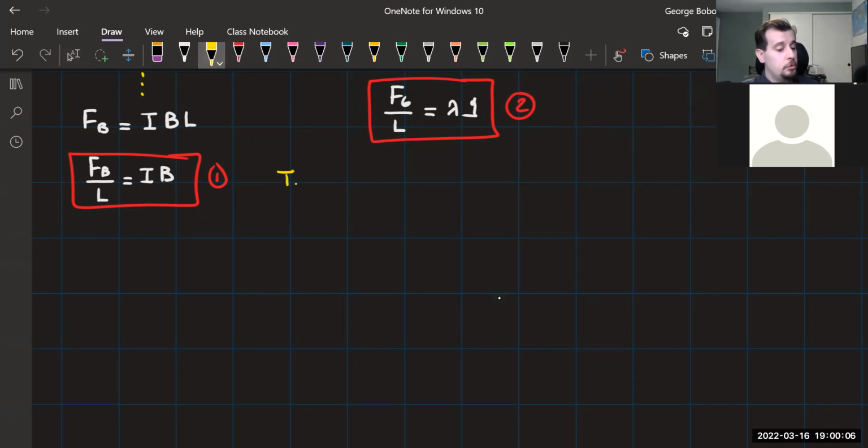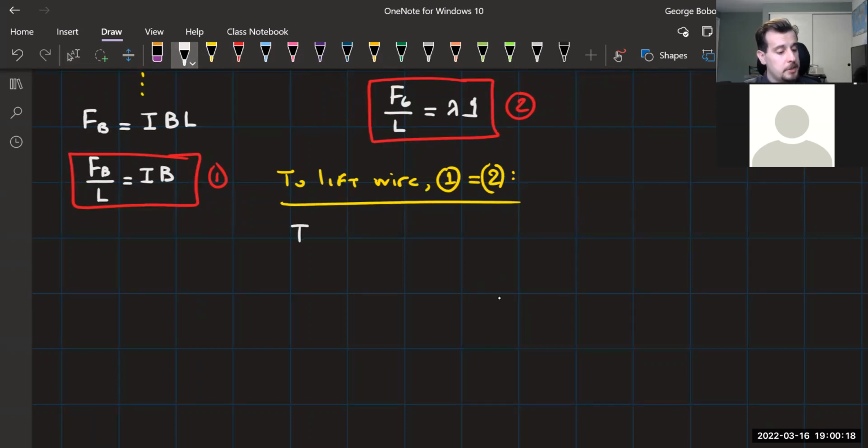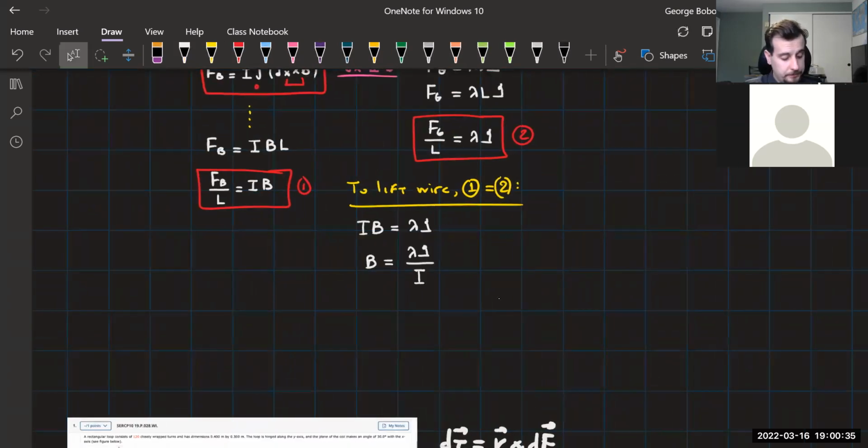So again, to lift the wire, 1 is equal to 2. And there we go. You see what happens here. We get the current times the magnetic field strength is lambda times g. And then I can get what the necessary magnetic field needs to be. It's that simple, once you get the understanding of it.